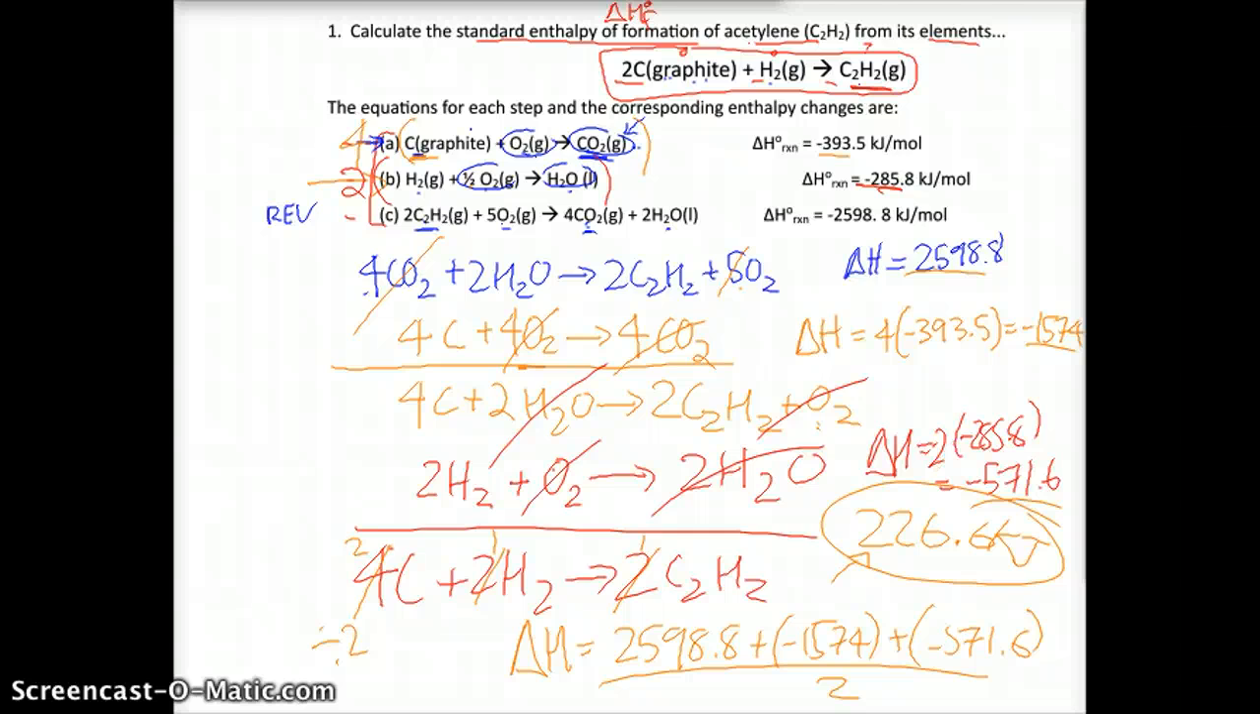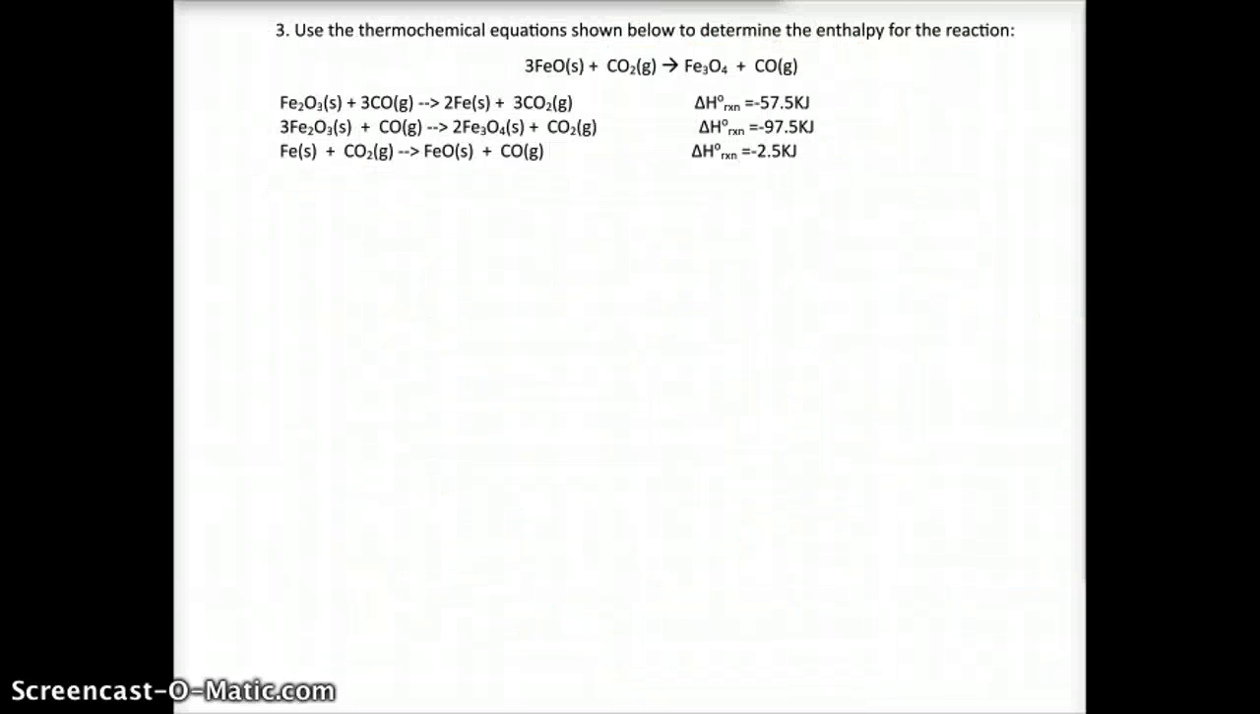I'm going to go ahead and solve number 3 also from that handout because this is one of the more challenging ones as well. So, again, use the thermochemical equations shown below to determine the enthalpy for the reaction. So delta H naught of reaction. That's this guy right here. Here's my overall. When I add up these steps together, they need to equal the overall.